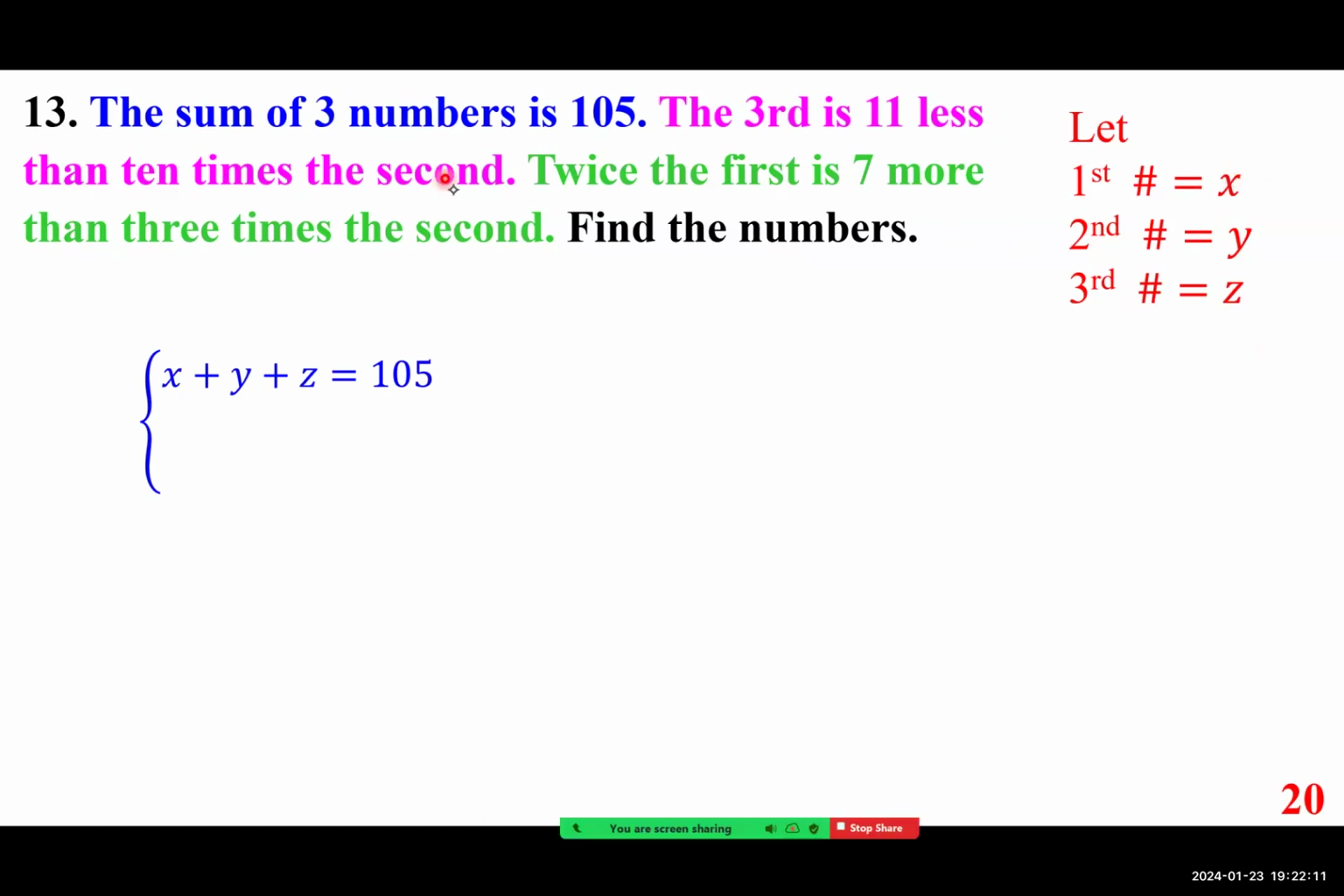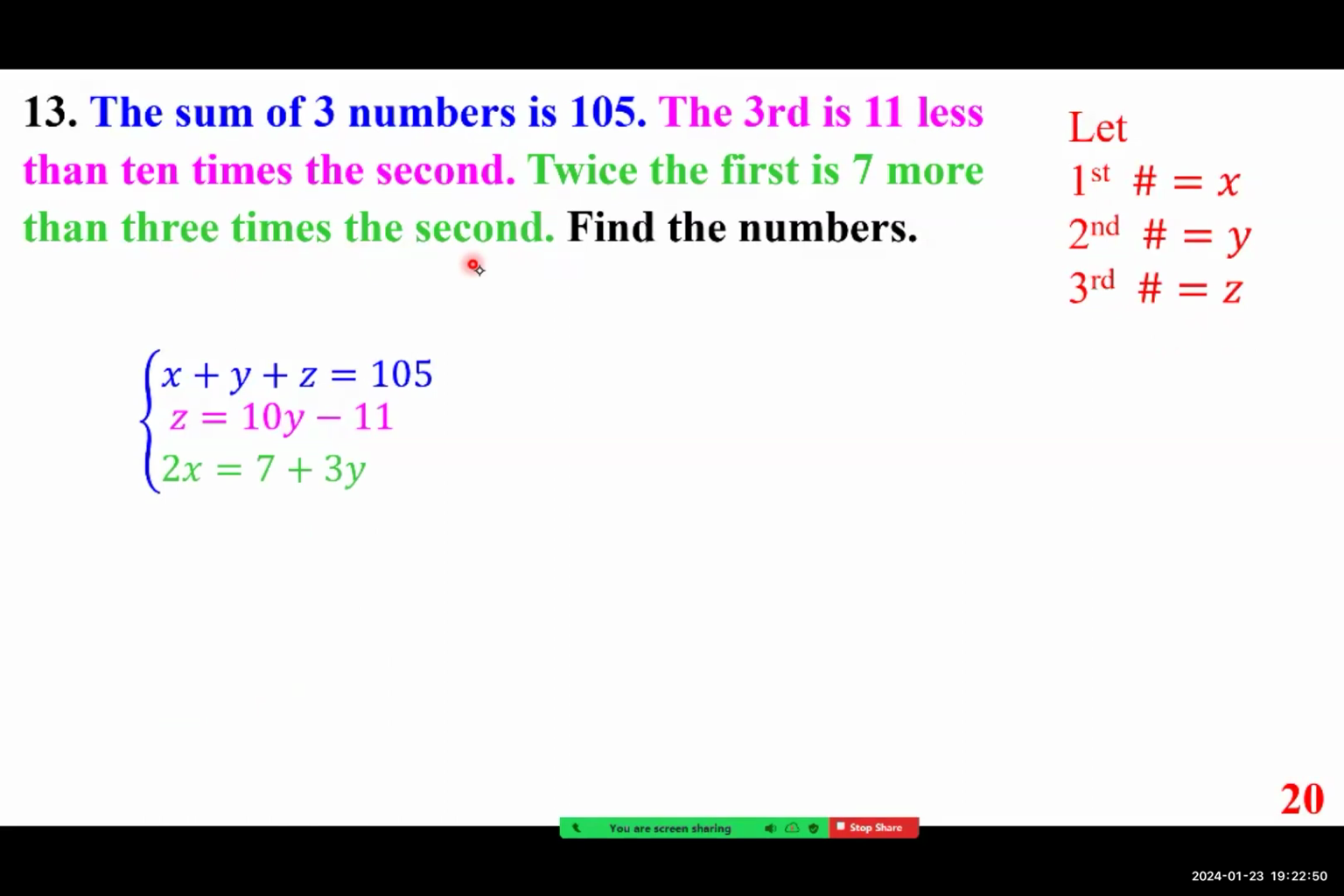Let's look at the second sentence, which gives us the second equation. The third, that means Z, is 11 less than 10 times the second. So Z is equal to 10Y minus 11. So look at the second sentence in purple. Finally, the third one: twice the first, that means 2 times X, is 7 more than, that means 7 plus, 3 times the second, that means 3Y.